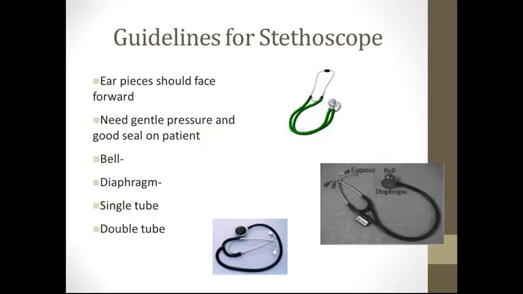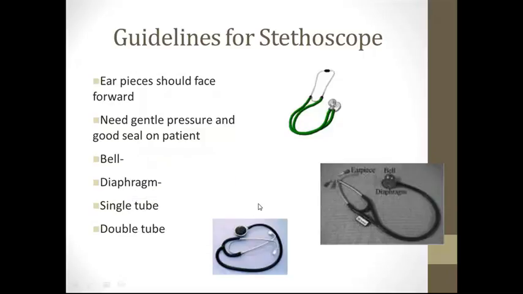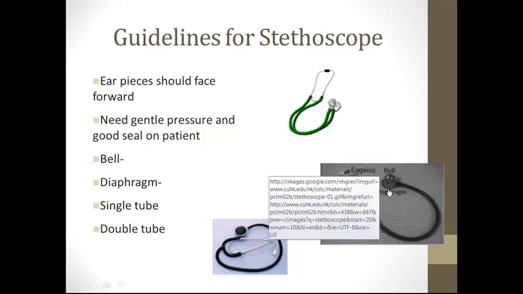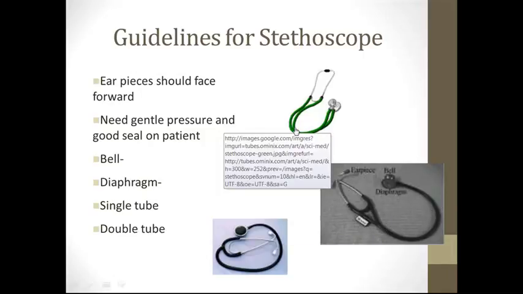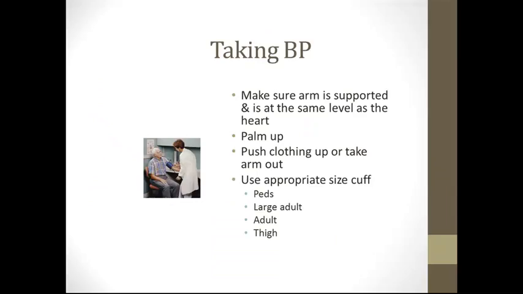The bell of the stethoscope is what we place on our patient. It is actually the smaller piece here. The diaphragm, if you look in this picture, is pointing to the diaphragm, the earpieces, and then you have the tubing. This is a single tube, and then there are some double tubes, and some people prefer one over the other, and it's just based on personal preference.